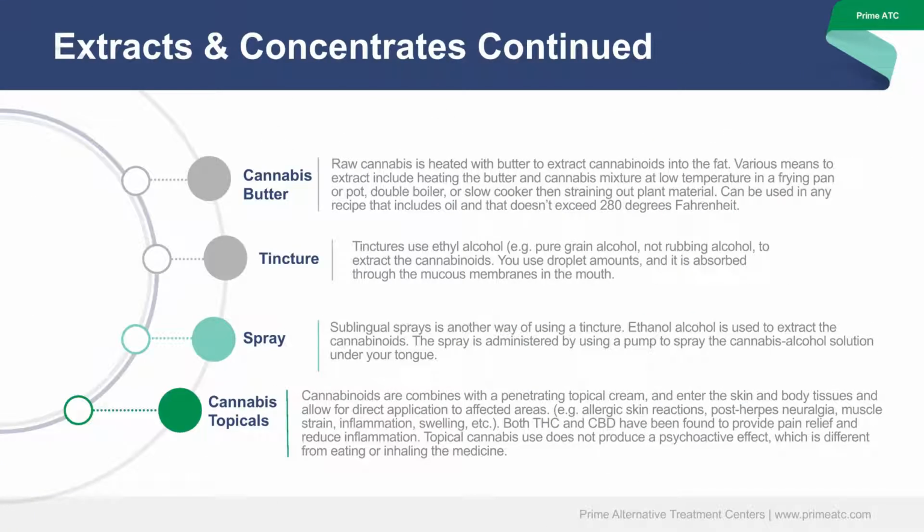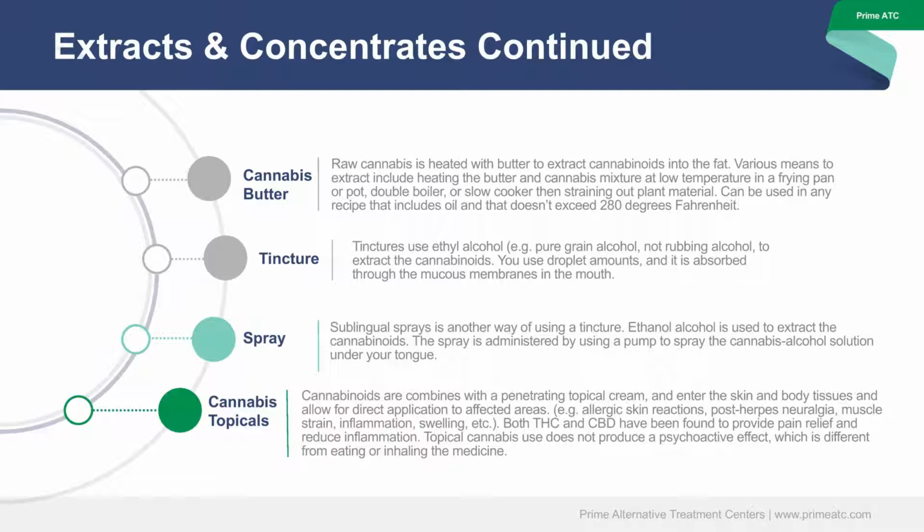Cannabis butter is a butter which is infused with cannabinoids. Raw cannabis is heated with butter to extract the cannabinoids into the fat. Various means to extract include heating the butter and cannabis mixture at low temperatures in a frying pan or pot, double boiler, or slow cooker, and then straining out the plant materials, as was discussed with cannabis oil. Cannabis butter can be used in any recipe that includes butter, and one whose cooking does not exceed 280 degrees Fahrenheit.